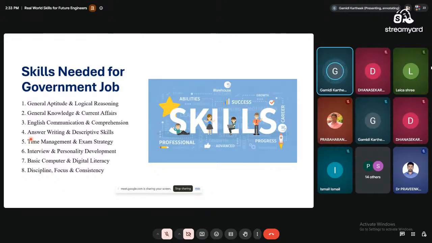Basic computer and digital literacy. You should know basic computer skills. What are the latest technologies? You need not be an expert, but you should know what the capabilities of a particular software are, something like that, right?